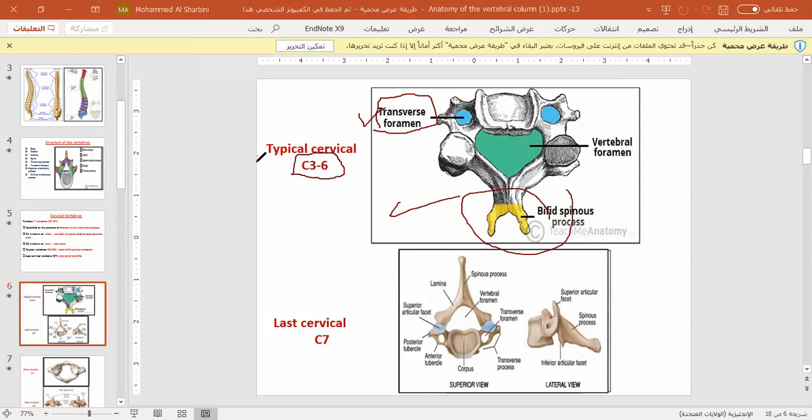From C3 to C6, it is named typical cervical vertebra. If the spine is not bifid, like here, it is C7, the last cervical. It is a long spine and not bifid. It is C7. It is very easy.